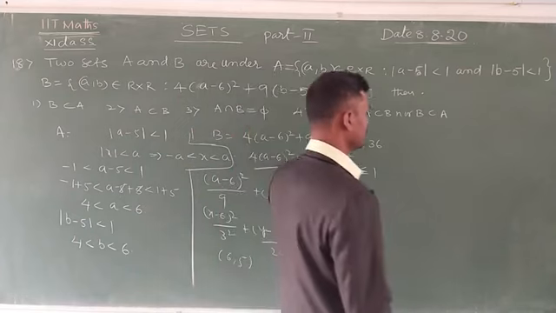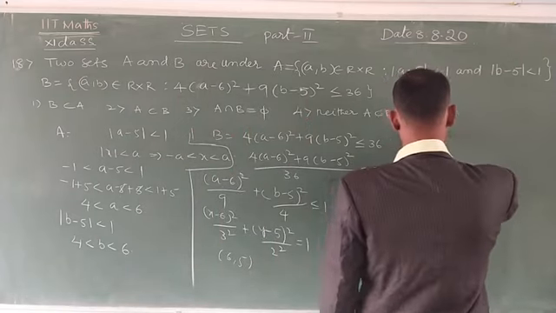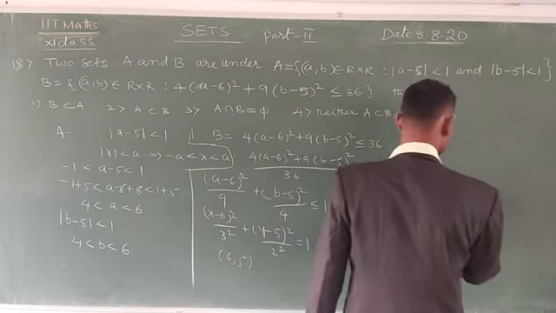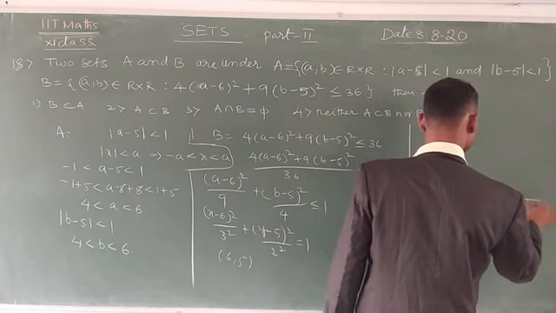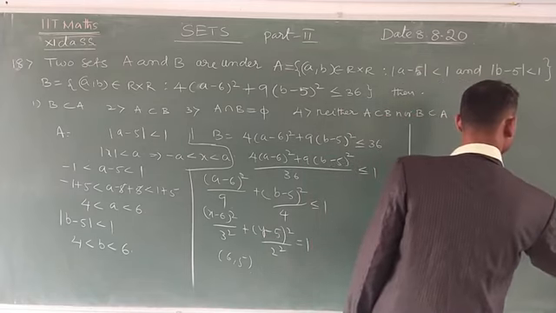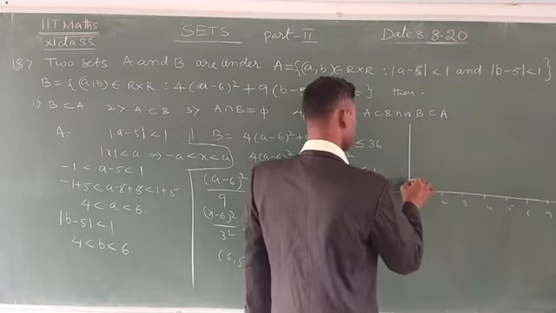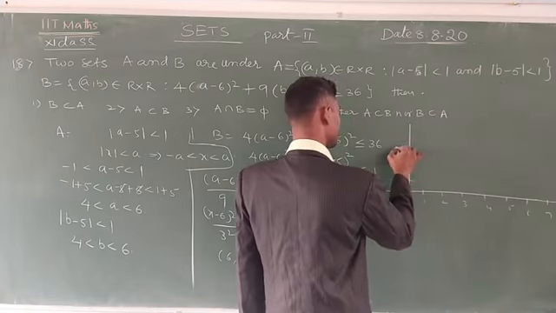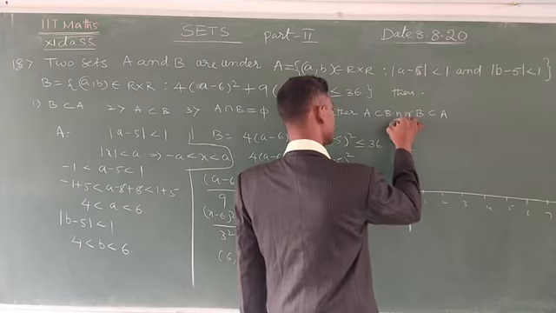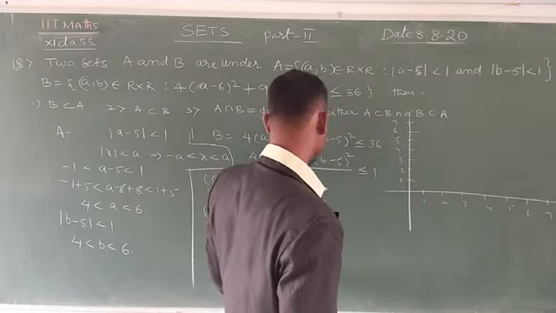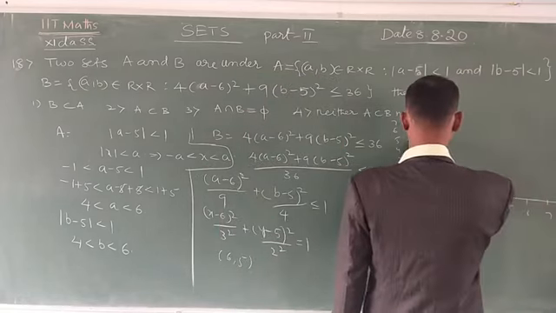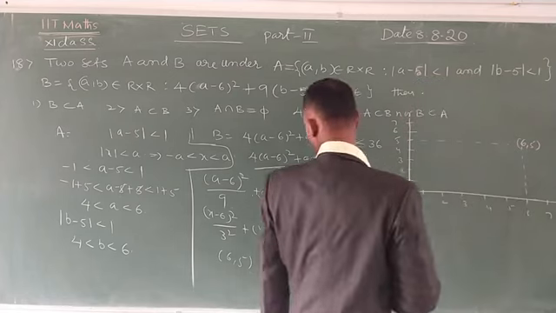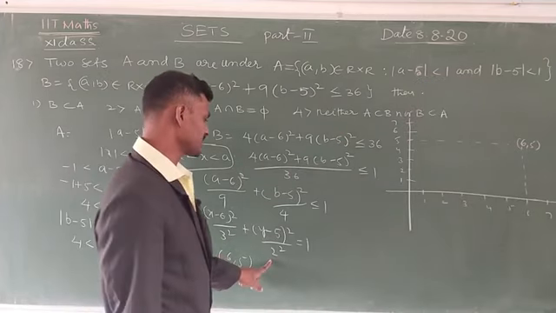Now you can draw a diagram. This is 1, 2, 3, 4, 5, 6, 7, 8 and 9, enough. Here also 1, 2, 3, 4, 5, 6, 7, 8, 9. Okay. Now here the center is 6 comma 5. This is the center.